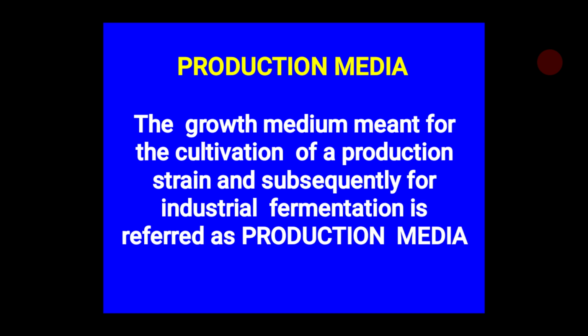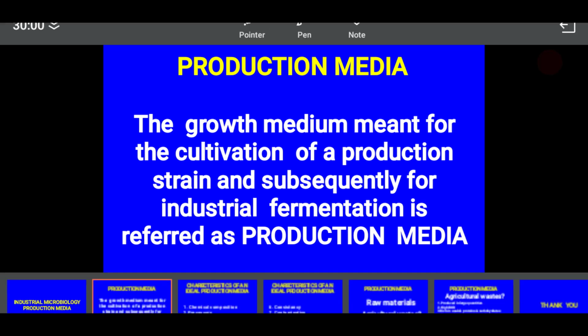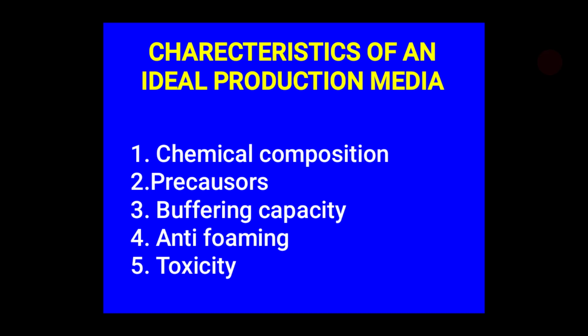Okay, so when you are forming a production media, there are a lot of parameters that should be kept in mind. It should support the growth and multiplication of the organism in each and every aspect. So you should keep so many parameters in mind before forming a production media. We will see what the important parameters are to be kept in mind before characterizing the production media.